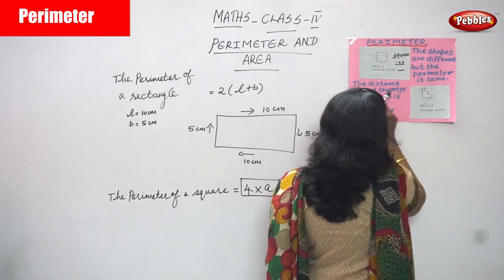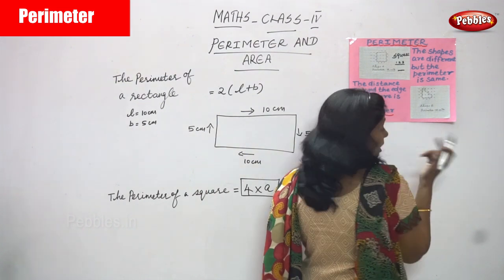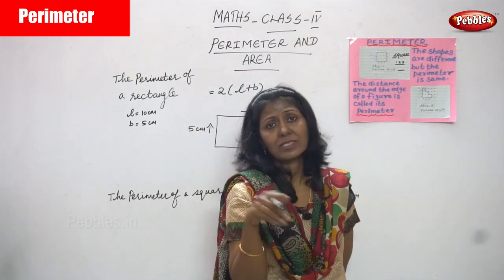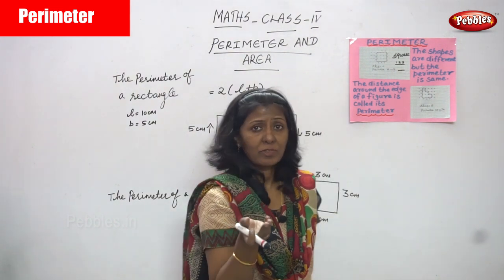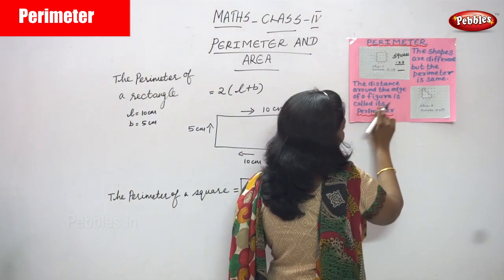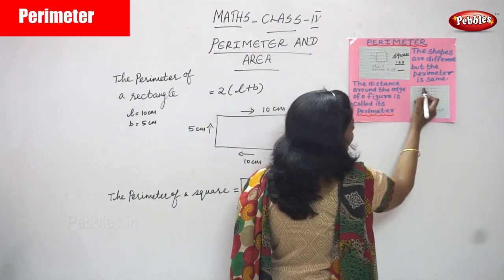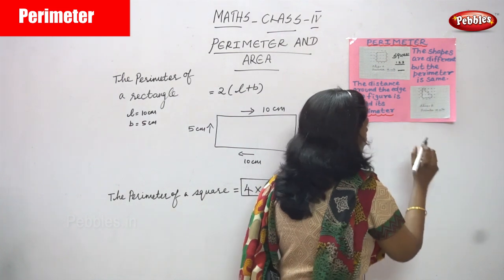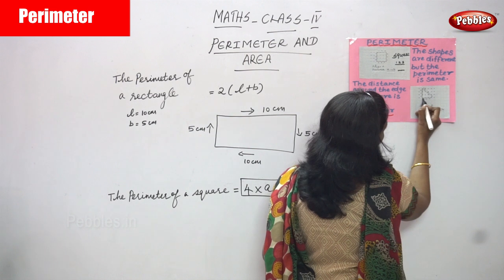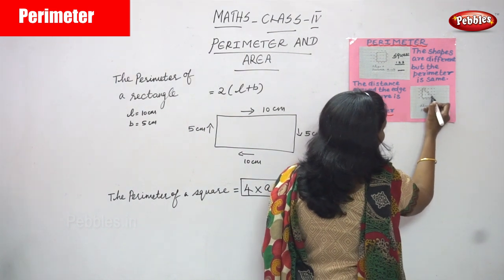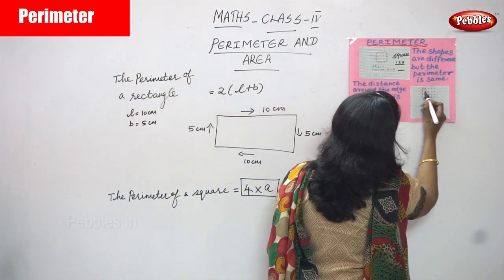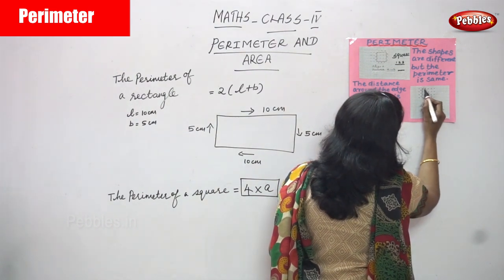You just count the surroundings, meaning the distance around the edge of the figure. Surroundings mean nothing but the outer surface. Surrounding means the outer surface of the figure. So the distance around the edge of the figure is called perimeter. So each and every edge you have to join together. So 1, 2, then 3, 4, 5, 6, 7, then again here 8, 9, 10, 11 and this particular place is 12.